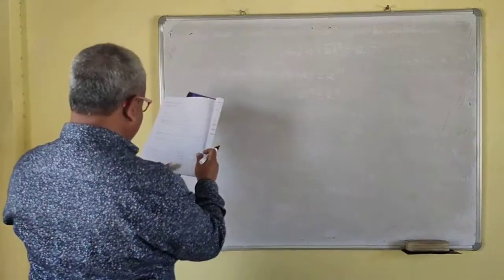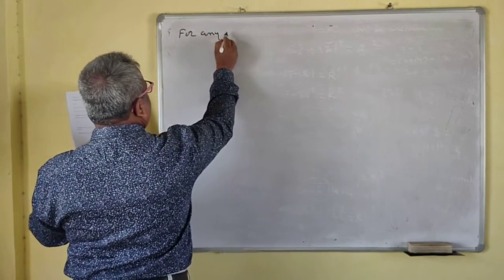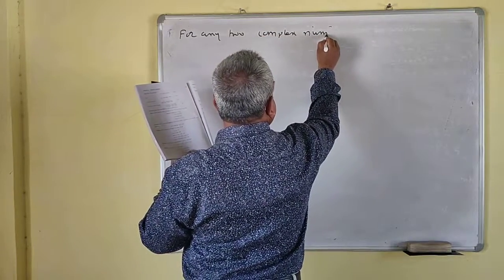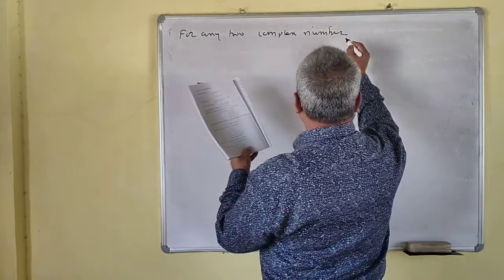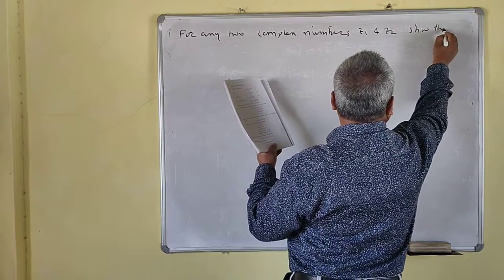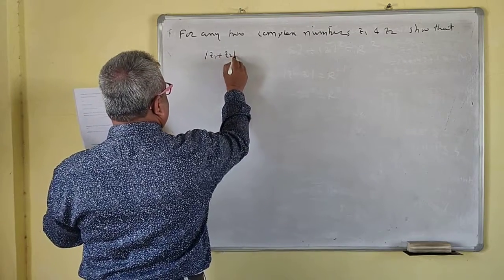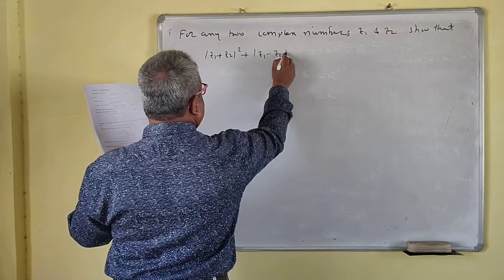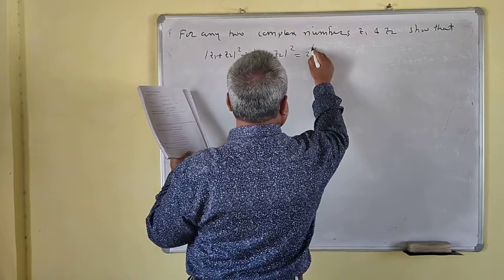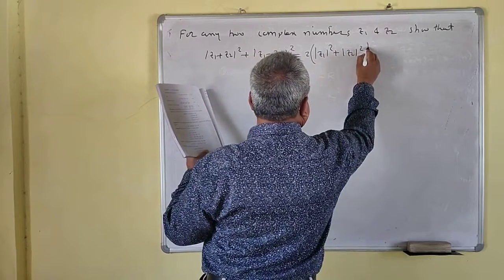Next problem: for any two complex numbers z1 and z2, show that mod of (z1 plus z2) square plus mod of (z1 minus z2) square is equal to 2 times (mod of z1 square plus mod of z2 square).